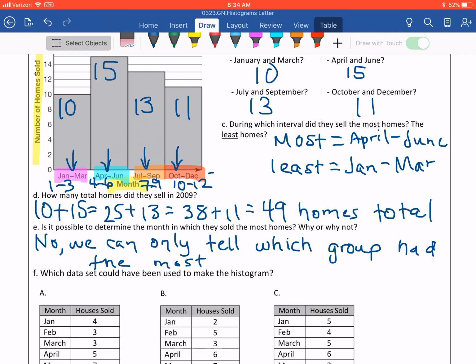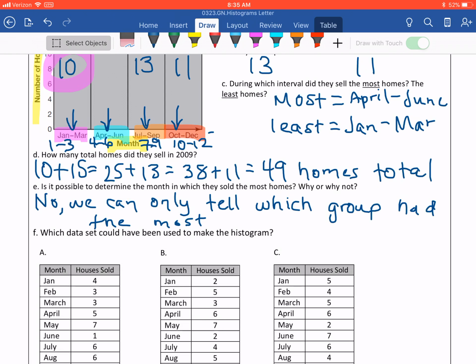All right, and our final question, which data set could have been used to make the histogram? So basically, we're going to look at all of these sets of data and decide which one would make the same histogram if we did a frequency chart. So notice in my first one, for January through March, the total number of homes sold was 10. That means for this data set to work, the months January, February, and March should add up to be the number 10. So if I take 4, 3, and 3, 4 plus 3 is 7, 7 plus 3 makes 10, so this one works out.